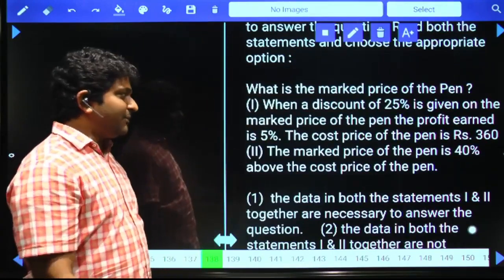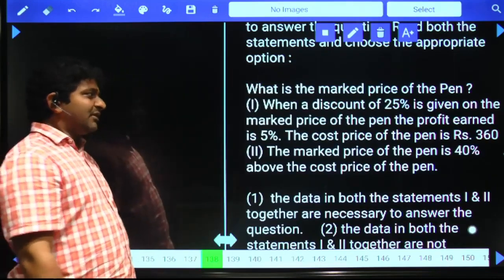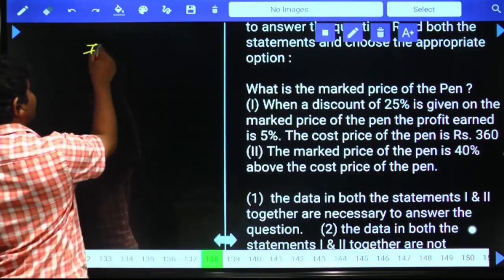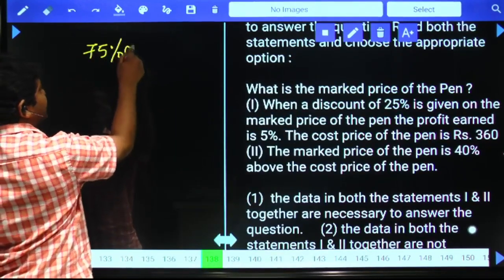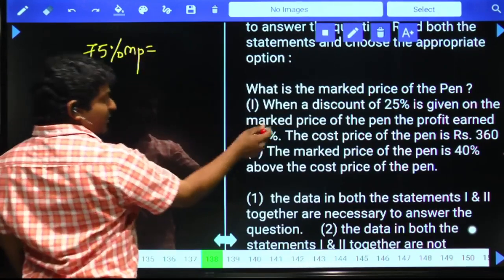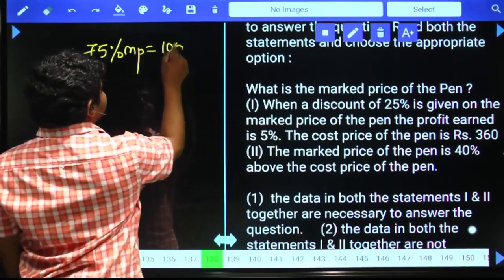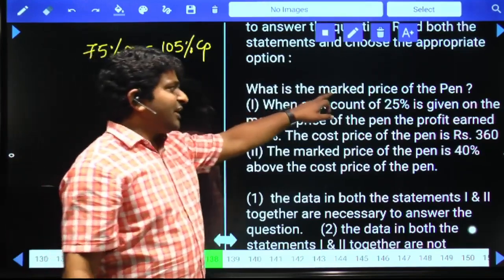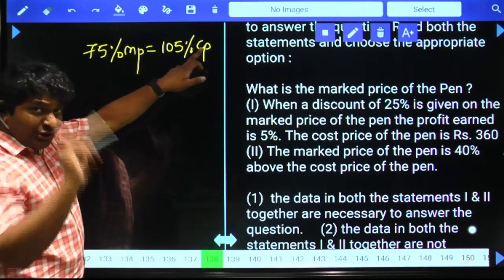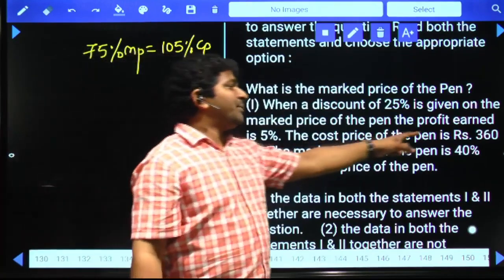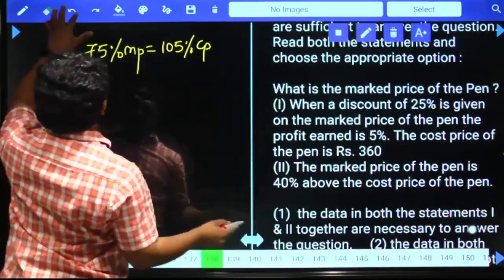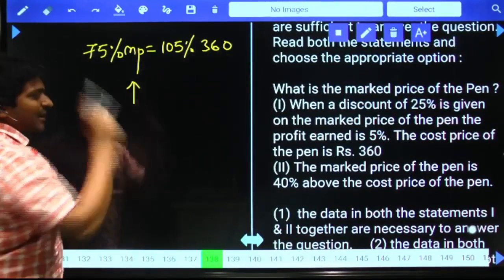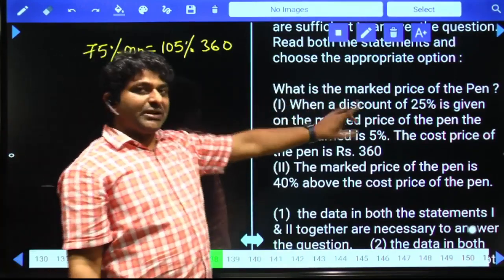Next, what is the market price of the pen? When a discount of 25% is given on the market price of the pen, the profit earned is 5%. If a 25% discount is given, we are selling the item at 75% of the market price, and by doing this we are getting 5% profit, which is equal to 105% of the cost price. Your question is to identify the market price. For the market price, you need to know the cost price. The cost price of the pen is 360. Yes, cost price is equal to 360. How many variables are there? There is only one variable, the market price. Definitely we can answer this question using 1 alone.